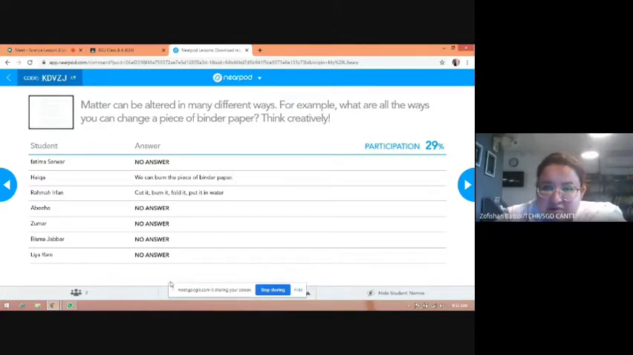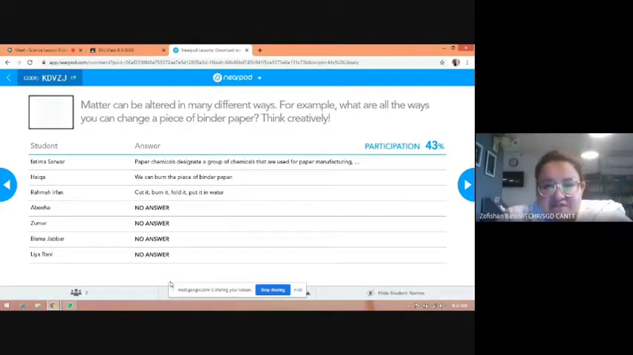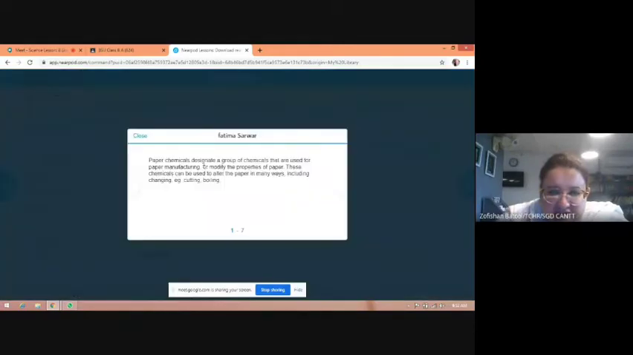But if you burn the paper down, then a chemical reaction happens. Why? Because when paper is burned, it will become just soot, and you cannot convert it back into paper. So a chemical change is actually an irreversible change, which you cannot reverse, whereas changes in state you can reverse. Fatma Sarwar is saying that paper chemicals designate a group of chemicals.